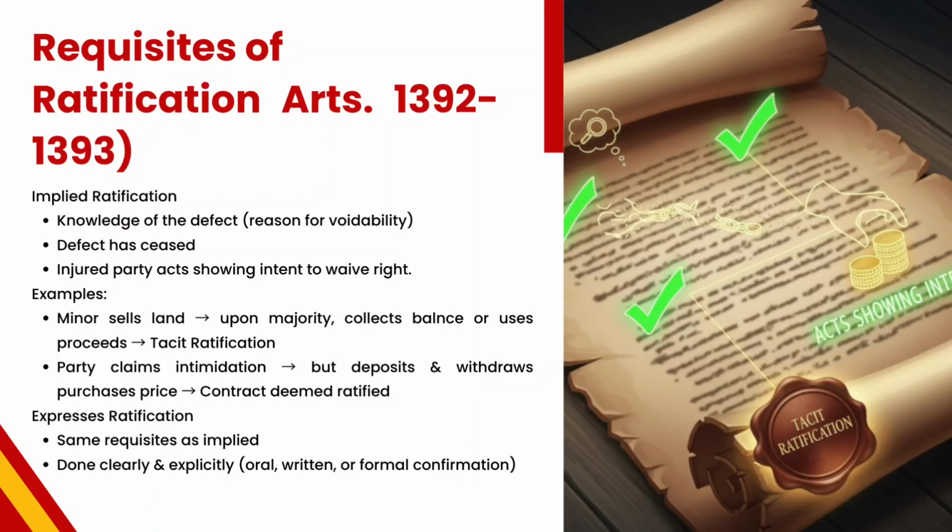After reaching majority, instead of repudiating the sale, S used the proceeds and even collected the balance, showing tacit ratification. Later, S tried to annul the sale, claiming threat and intimidation, but since he deposited and withdrew the purchase money, the contract was deemed ratified. Express and implied ratification require the same requisites, with the former done explicitly.